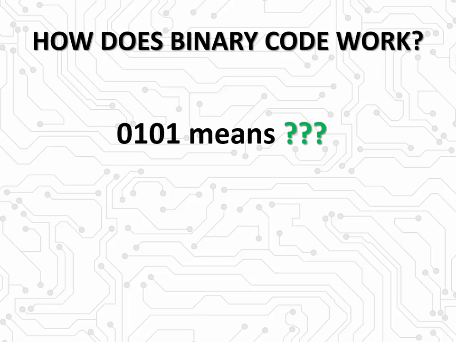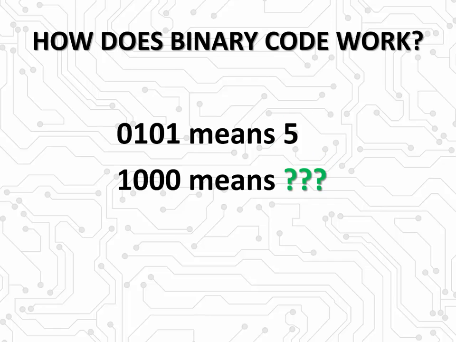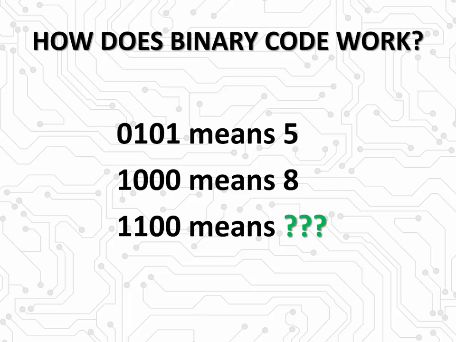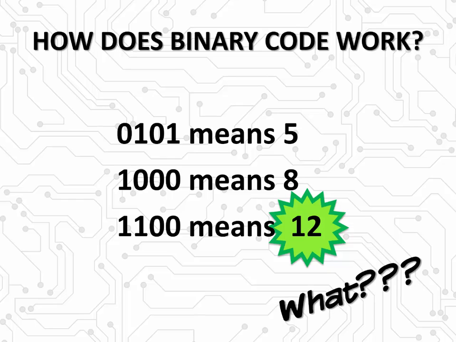Any idea what 0101 means in binary? It means 5. To normal people, 1000 means 1,000, but in binary it means 8. And 1100 in binary, that's 12. If you don't know how to read binary code right now, you're going, what? But don't worry, because I'm going to teach you right now.